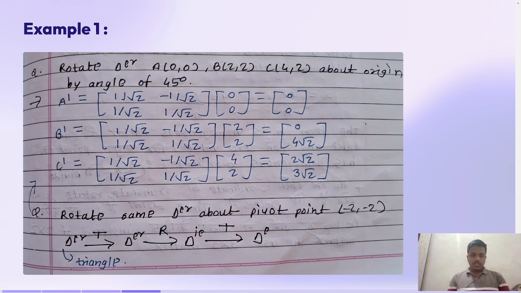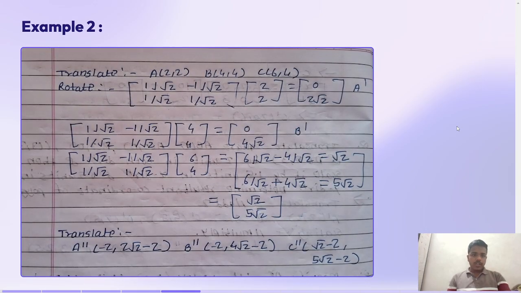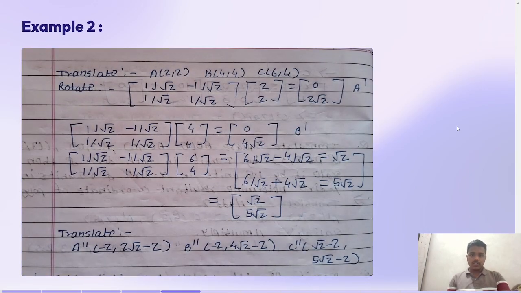So the second question is: rotate the same triangle about the pivot point (-2,-2). First of all, we need to translate the three points: A(2,2), B(4,4), C(6,4). Then we rotate by a 45-degree angle. So we put the values in this formula. Cos 45 is 1 by root 2, minus sin 45 is minus 1 by root 2. Cos 45 is 1 by root 2 and sin 45 is 1 by root 2.